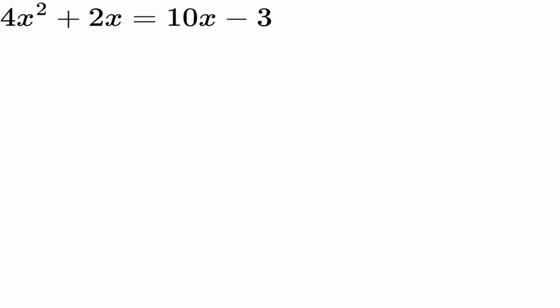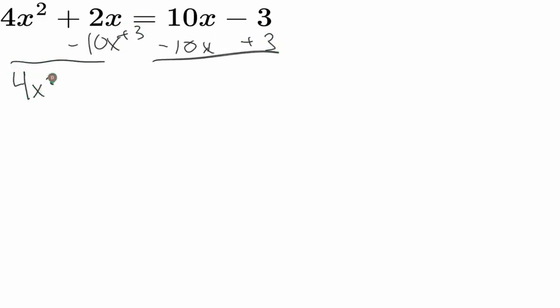All right, we have another quadratic equation. So again, we're going to try and factor this if we're able to. And if we can't factor it, we're going to the quadratic formula. So we're going to subtract 10x from both sides. We're going to add 3 plus 3. On the left I get 4x squared, so I have 2x minus 10x, that's minus 8x. And I still have my plus 3 over here, equals 0.